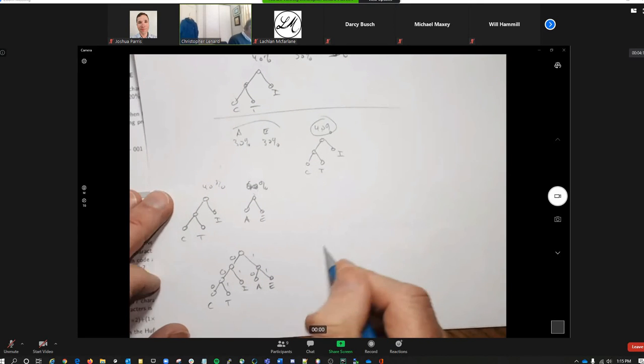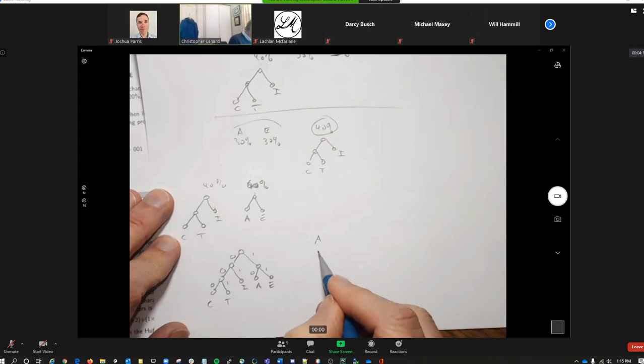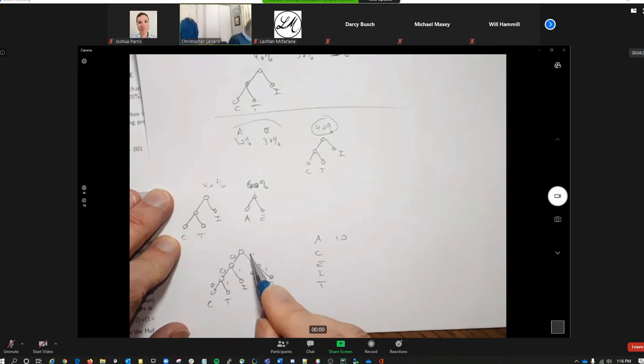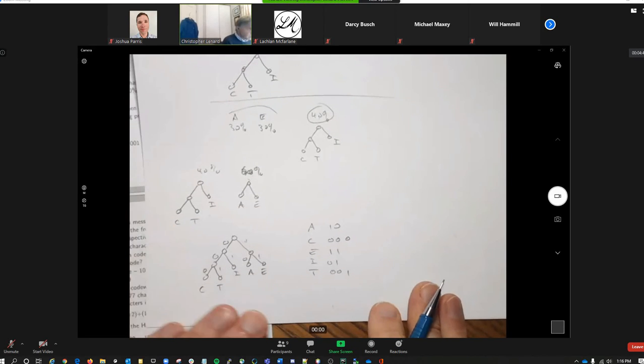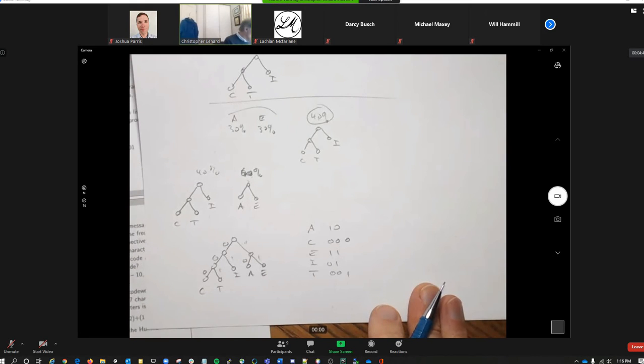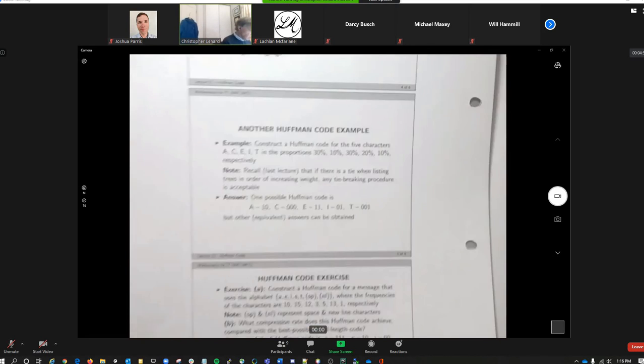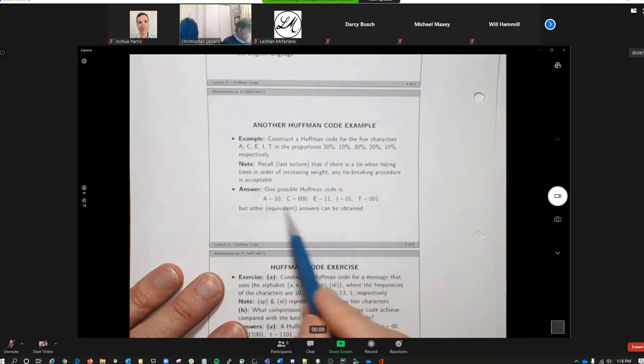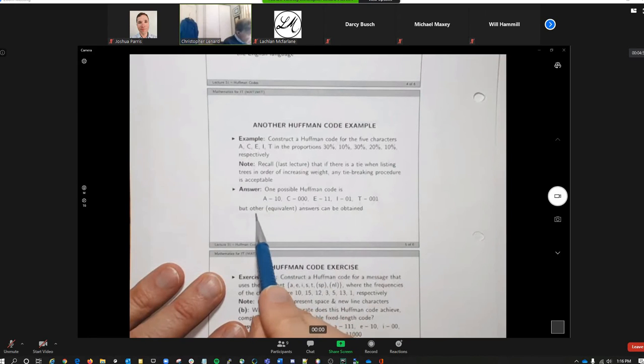And so now, if we go in alphabetical order, A, C, E, I, T: A is 1, 0, C is 0, 0, 0, E is 1, 1. I is 0, 1. And T is 0, 0, 1. Okay. And thankfully, we get this code. And the other point about it is that there are other equivalent answers, so there are other possibilities.